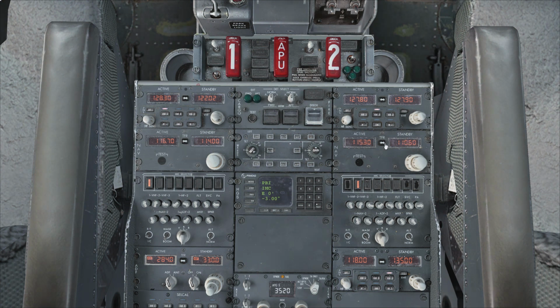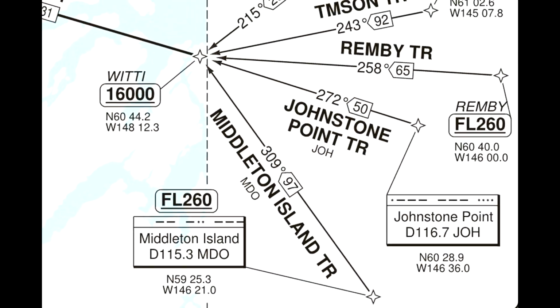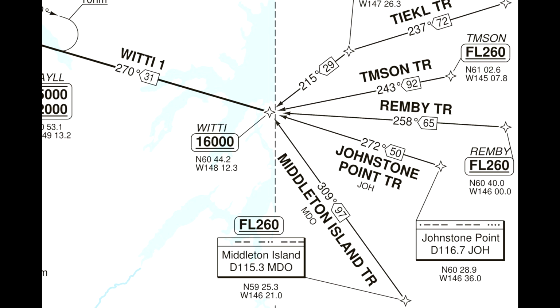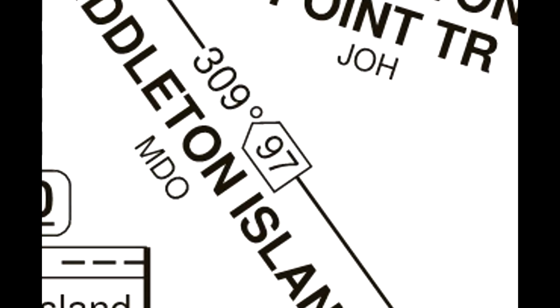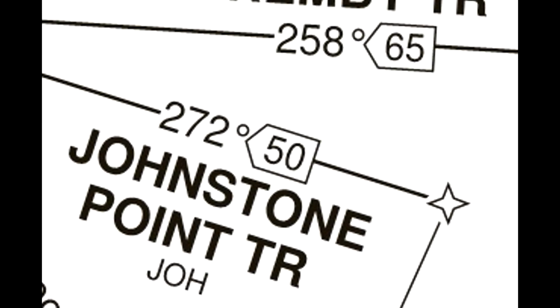115.3, and we'll make that active. Now the reason for that, again looking at that star, is after we leave Johnston, at the next waypoint, the Witty waypoint, where we need to be at or above 16,000 feet, we should be exactly 97 miles away from MDO and exactly 50 miles away from Johnston Point.